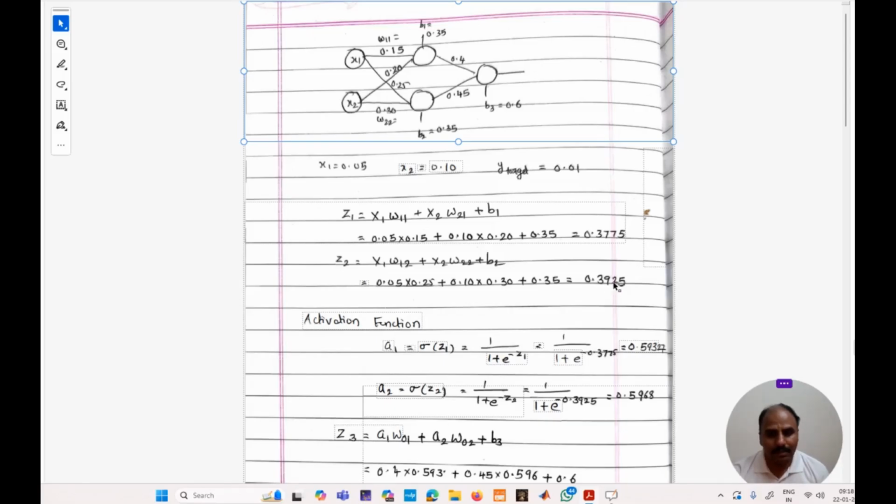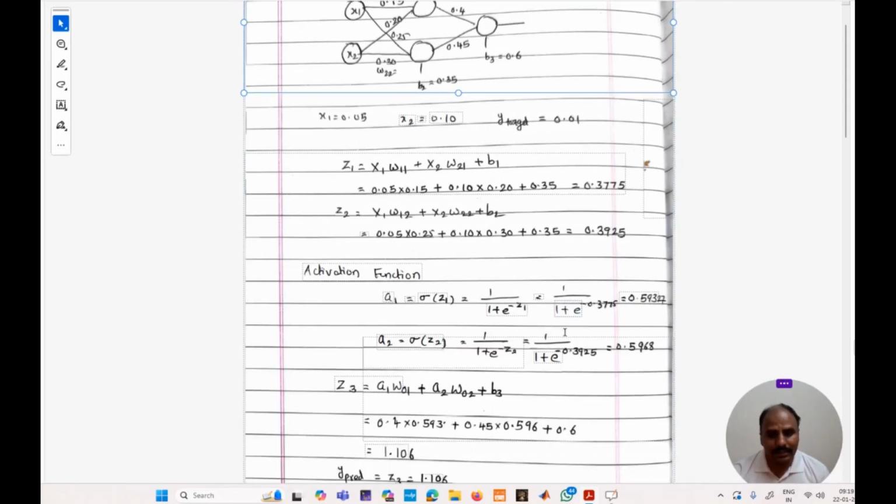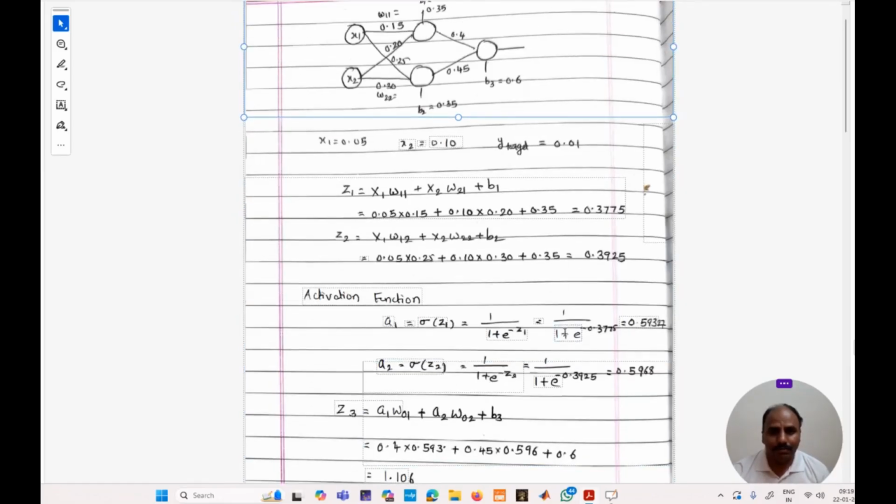After the summation of Z1 and Z2, we go for the activation, to take the decision. I have implemented the activation function using sigmoid. The sigmoid formula, all of you are aware, is 1 divided by 1 plus e to the power of minus x. After substituting the Z1 value, I get 0.59327, which I take as A1. After substituting Z2, I get 0.5968, which is A2.